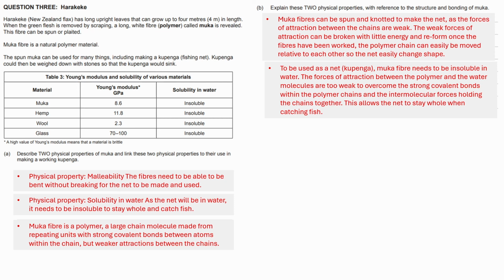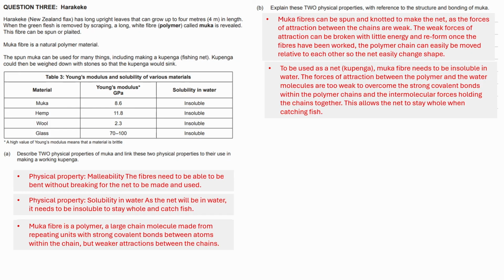So to be used as a net, muka fiber needs to be insoluble in water. The forces of attraction between the polymer and the water molecules must be very weak, so they don't overcome the attractions between the polymer chains. The strong covalent bonds are within the chains, and the weak intermolecular forces hold the chains together. Now remember, we've got weak attractions between the long lengths of spaghetti. We don't want those to dissolve, and therefore those attractions have to be stronger than the attractions the muka polymer has to the water. This allows the net to stay whole when catching fish.